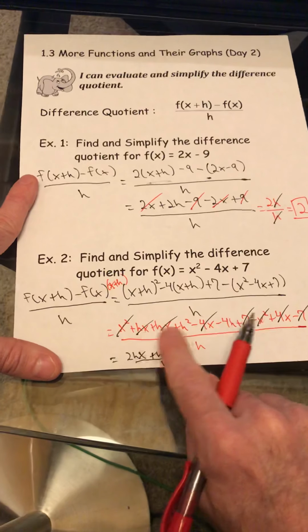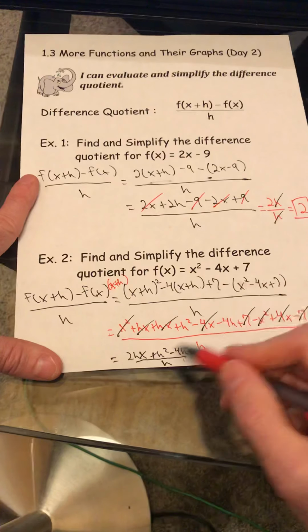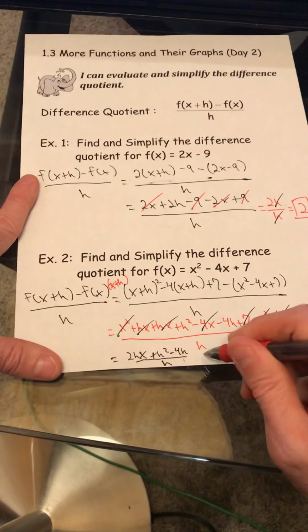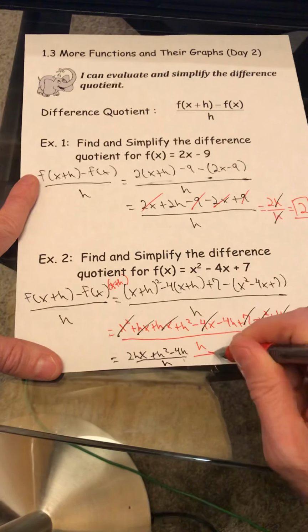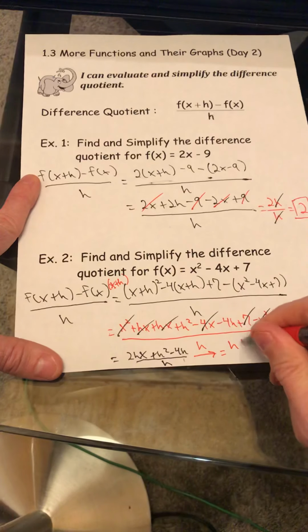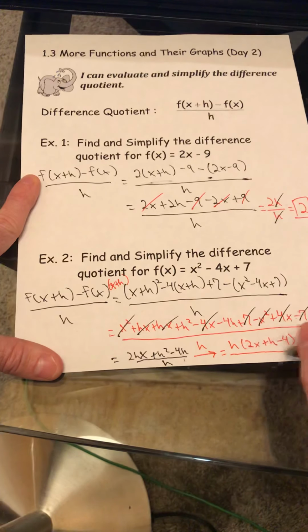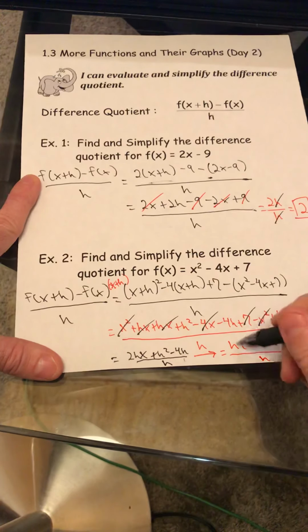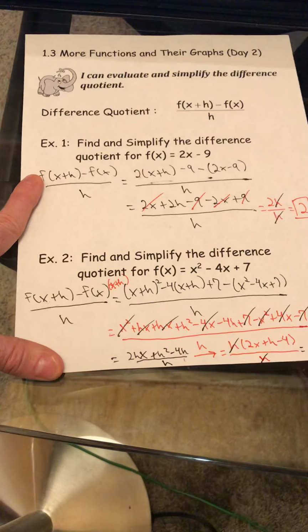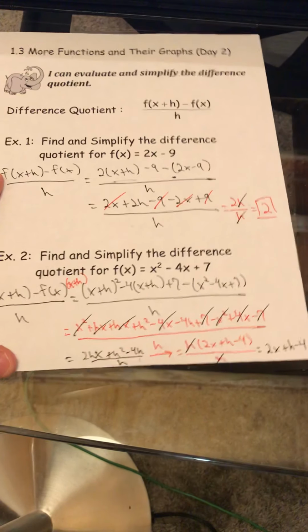So the only things that were left are the 2hx, h squared, and a 4h. Well, I like to factor out an h from everything. So h times (2x plus h minus 4) all over h. Now those h's cancel and it leaves 2x plus h minus 4.